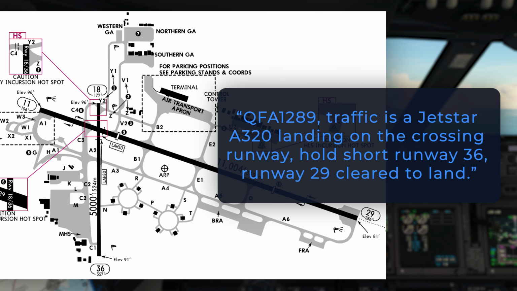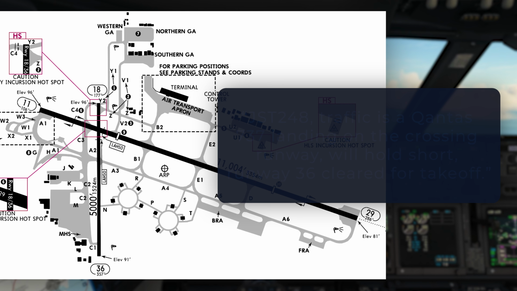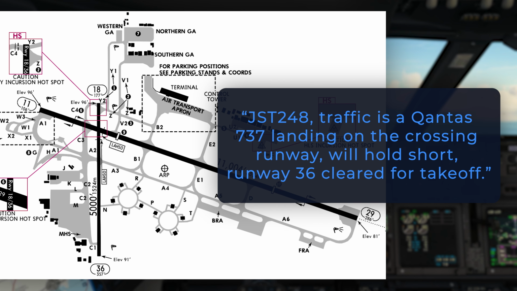Qantas 1289, traffic is a Jetstar A320 landing on the crossing runway. Hold short runway 36, runway 29, cleared to land. Jetstar 248, traffic is a Qantas 737 landing on the crossing runway. Will hold short, runway 36, cleared for takeoff.